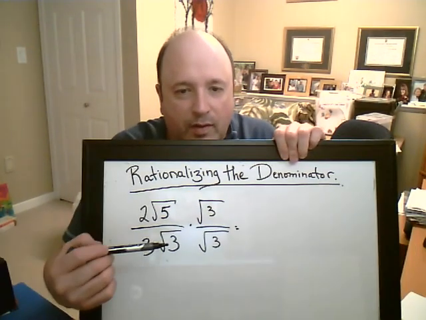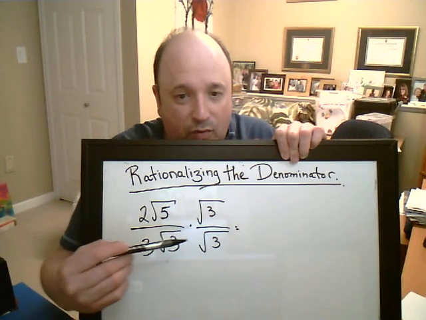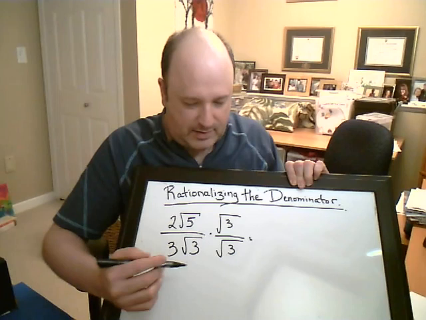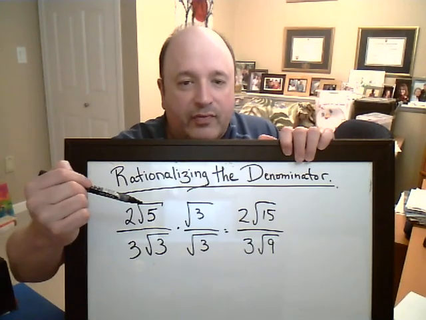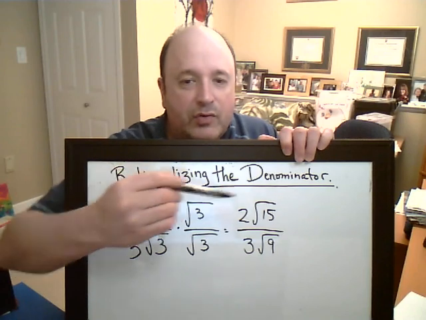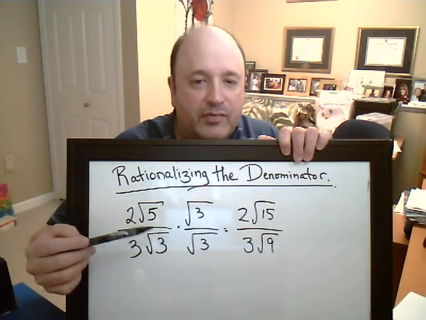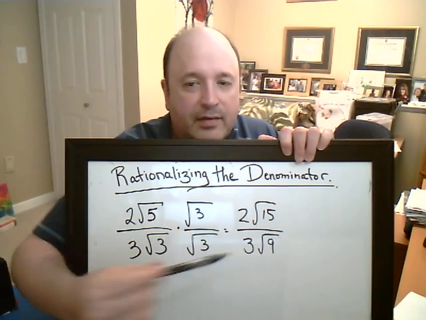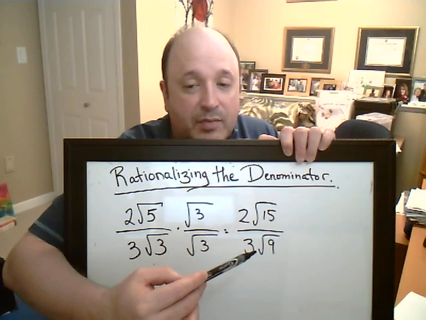Okay, so I want to rationalize this. I want to make this into a whole number. So root 3 times root 3 is going to get us root 9. So let's see what that looks like. Okay, so 2 root 5 times root 3 gets us 2 root 15, right? The 2 stays as a whole number, and the 5 and the 3 times to get 15. And then 3 root 3 times root 3 gets you 3 root 9. And then this root 9 over here, that's gonna change teams. That's gonna become a whole number.